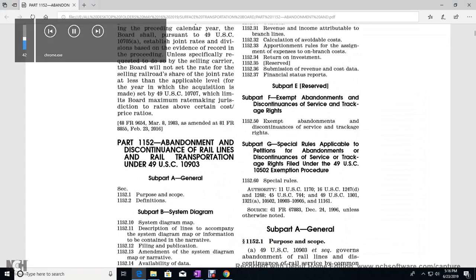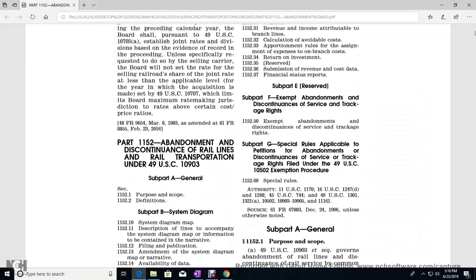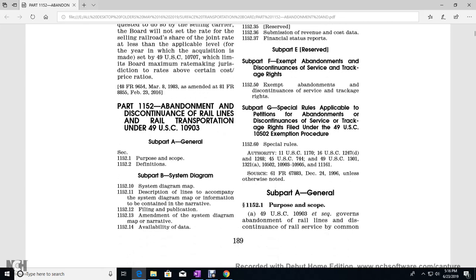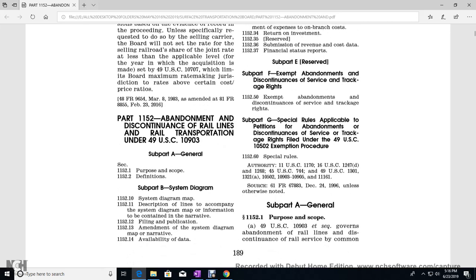All right. Part 1152, Abandonment and Discontinuance of Rail Lines and Rail Transportation under Title 49 U.S. Code 10903. Subpart A, General. 1152.1, Purpose. 1152.2, Definitions. Subpart B, System Diagram. 1152.10, System Diagram Map. 1152.11, The description line accompanying System Diagram Map information to be contained with the narrative. 1152.12, Filing publication. 1152.13, Amendment with System Diagram Map or Narrative. 1152.14, Availability of Data.